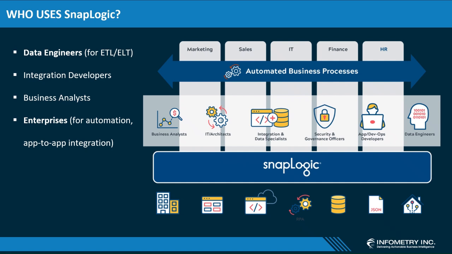Finally, enterprises and large organizations use SnapLogic at a wider level. They use it to automate business processes, integrate their internal applications, and streamline operations across departments like HR, finance, sales, and operations. For example, automating employee onboarding, syncing financial records, or processing customer data between multiple systems.